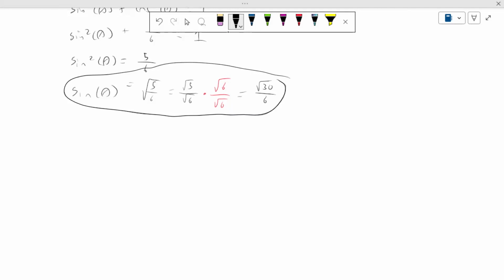Now let's do my cosecant of theta. So cosecant of theta is just 1 over sine of theta. This is my reciprocal identity. Sine of theta is square root of 5 over square root of 6, so this should be equal to the reciprocal of that, which would be square root of 6 over the square root of 5. Now I need to rationalize that denominator, so I'm going to multiply by square root of 5 on the top and the bottom, and I'll get that this is square root of 30 over 5.